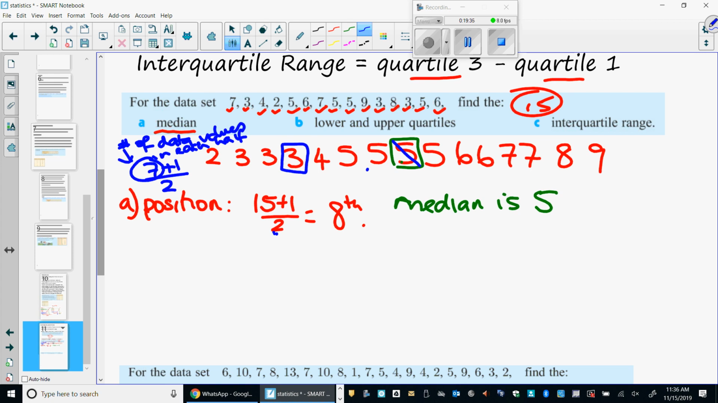So we're going to count the 4th position here as well. 1, 2, 3, 4. Because there were 7 in each half.